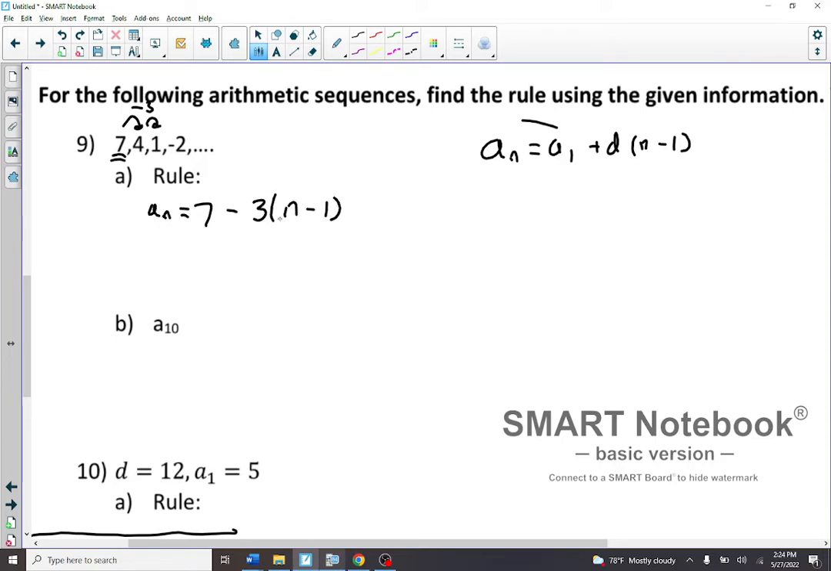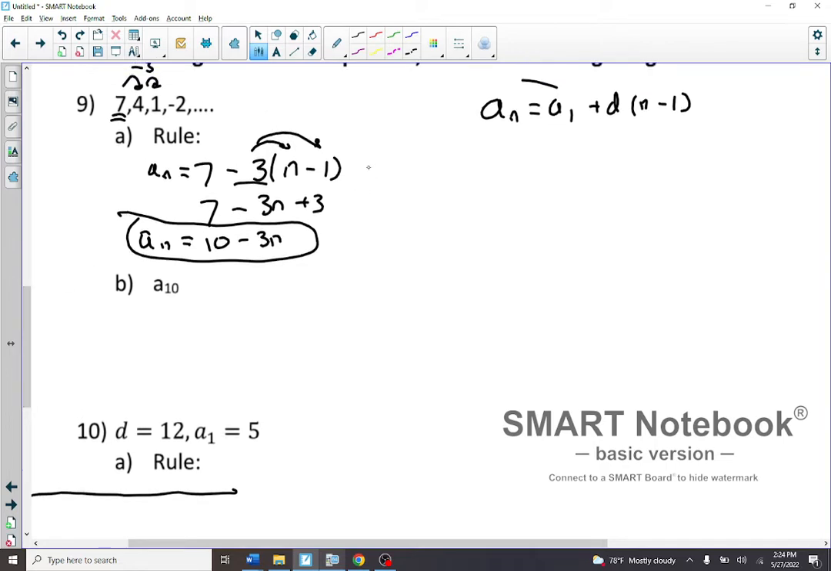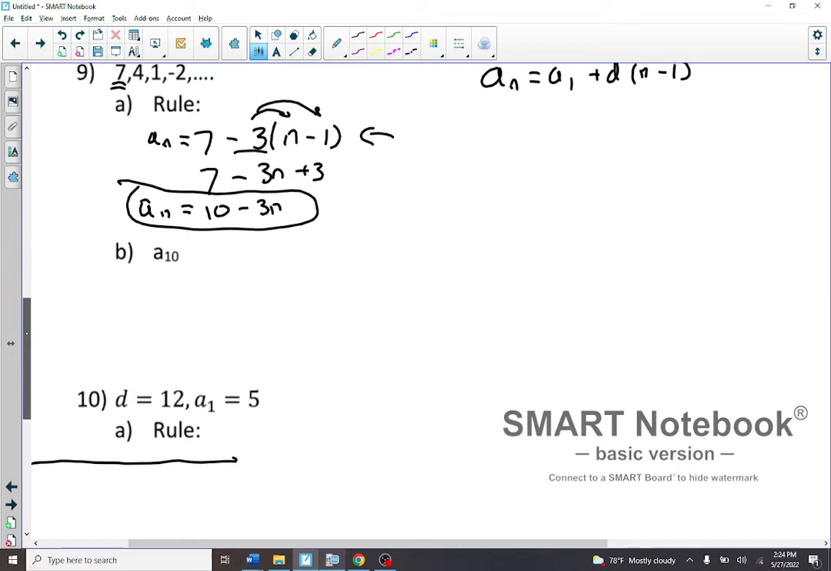Now the thing is, the answer is not going to look like this. What we're going to do is simplify it. So 7, distribute the negative 3 to here and here. So negative 3n plus 3. So that's going to be 10 minus 3n equals AN. So that's how it's going to look in the multiple choice. This is a correct answer, by the way, but since it's multiple choice, this is how it's going to look like.